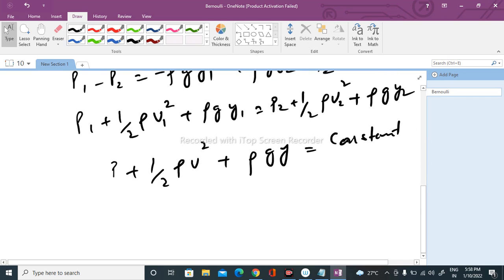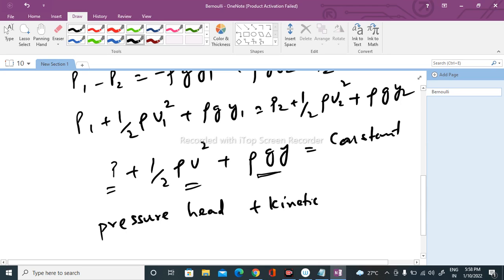Okay, so this is the potential energy part, this is the kinetic energy part, and this is the pressure in the liquid. Now, that moving liquid will have some pressure in it. Okay, so sometimes it is mentioned in terms of head of water. Okay, so it is basically pressure head plus kinetic head plus datum head. The potential energy part is called datum head, is equal to constant.